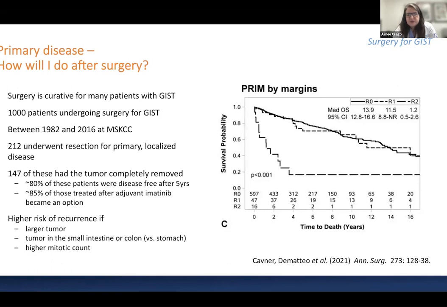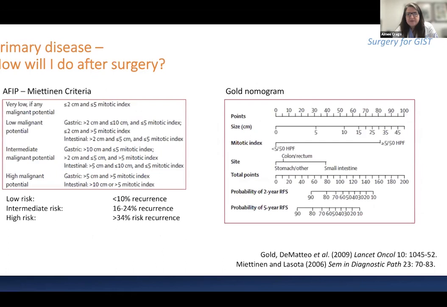We know that the tumors are more likely to come back if the tumors are larger, if they happen in the small intestine or the colon as compared to the tumors in the stomach, and if under the microscope they have a higher mitotic count. So if the pathologist can see that the tumors are growing rapidly, then those tumors are more likely to come back after surgery. And we counsel our patients based on several different risk stratification schemes that incorporate all of these 3 characteristics into one sort of prognostic model.